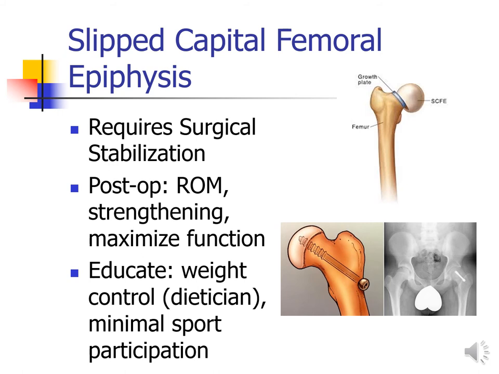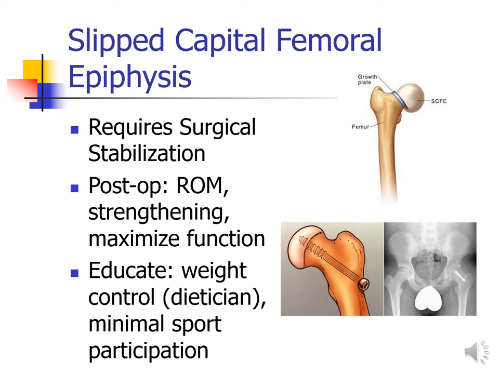have minimized weight bearing for a period of time, maybe up to 6 weeks, where they're going to be either partial weight bearing or weight bearing as tolerated with an assistive device. And then usually at that time, we're allowed to begin some range of motion and some strengthening activities, and work to maximize function. We also want to educate the individual, so weight loss is going to be key. At least weight control, because the heavier these folks are, the more force is going through that.